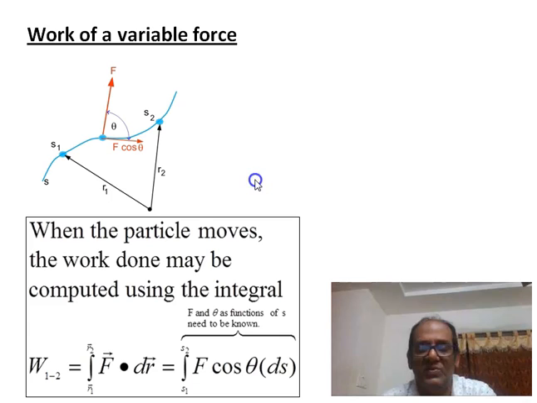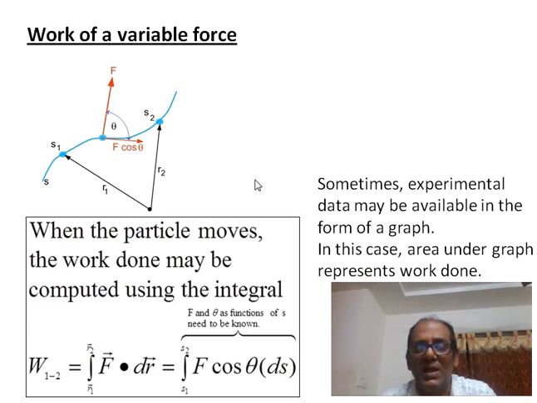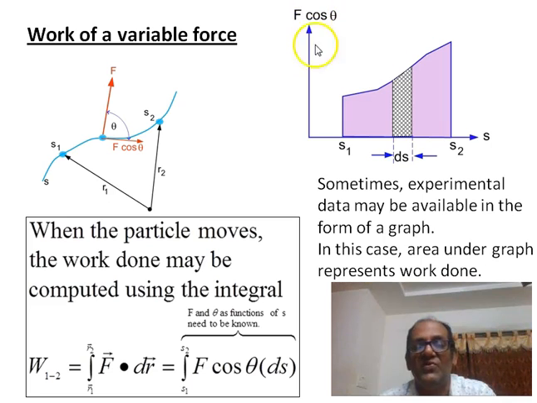This may not be possible mathematically in some situations, but sometimes we may have experimental data available in the form of a graph between f cos theta and s, in which case you can compute the work done to be the area under this curve.